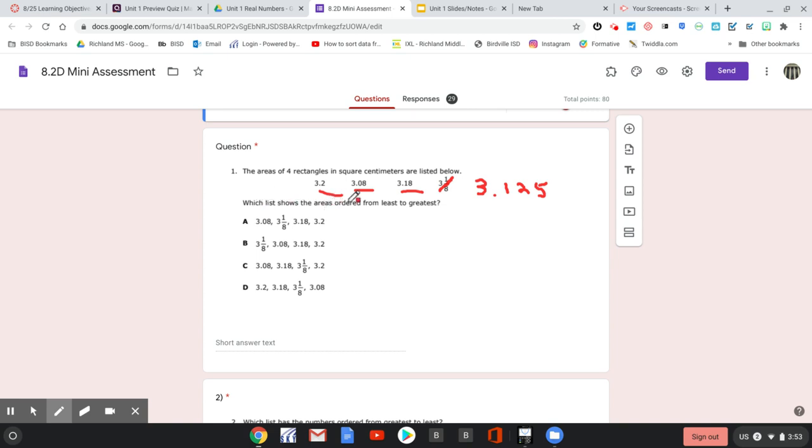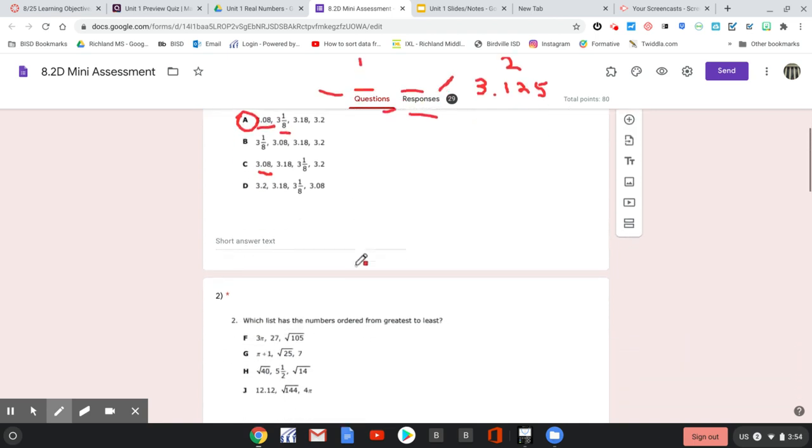Which list shows the areas ordered from least to greatest? So we're looking for the smallest number, and we have 3. They're all 3s. This one is 3.2, 3.08, 3.1, and 3.1. So this would be our first one, 3.08. I think we've done this question before. The next one is 3.18 and 3.12. So this would be the second number, and it's written as 3 1/8. So this would be the second one, this would be the third, and that the fourth. So we know our answer is A.